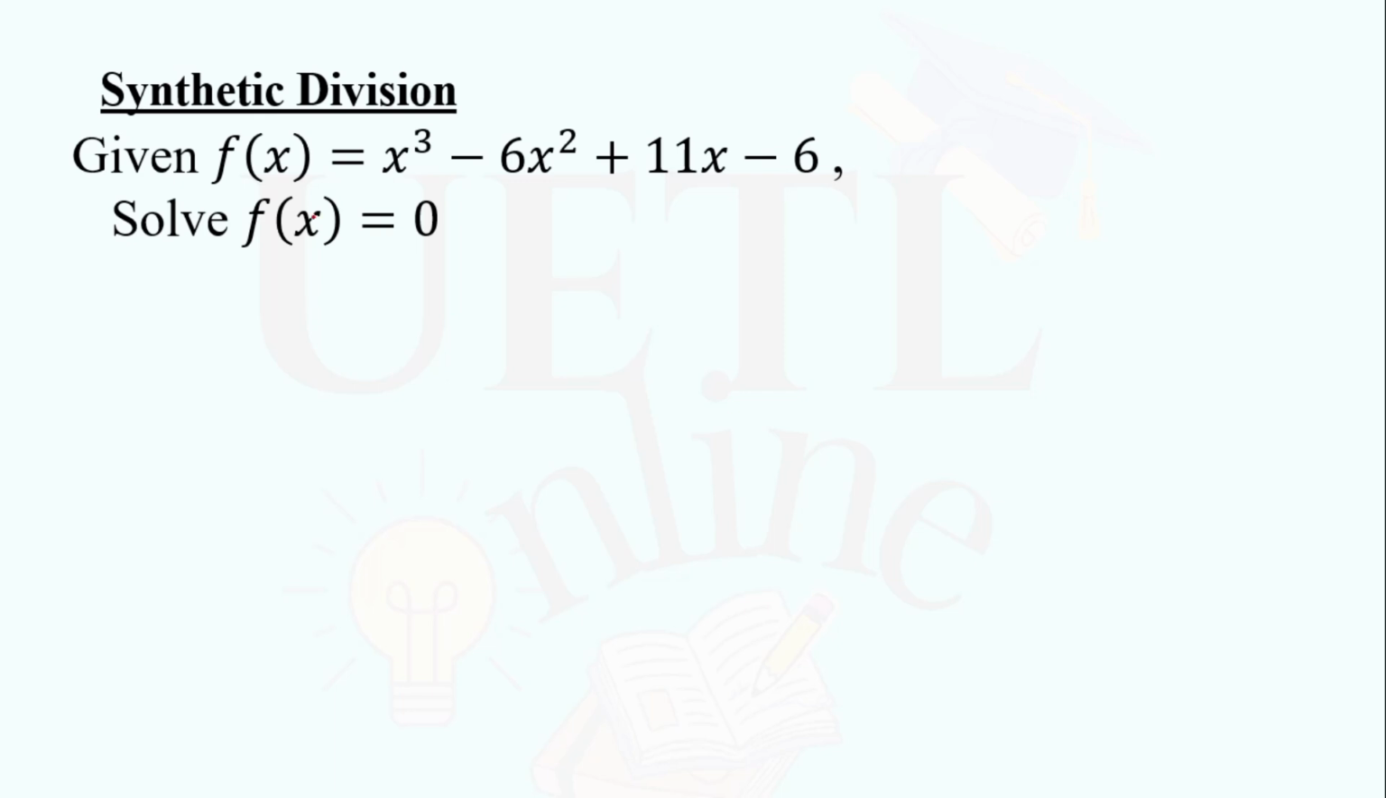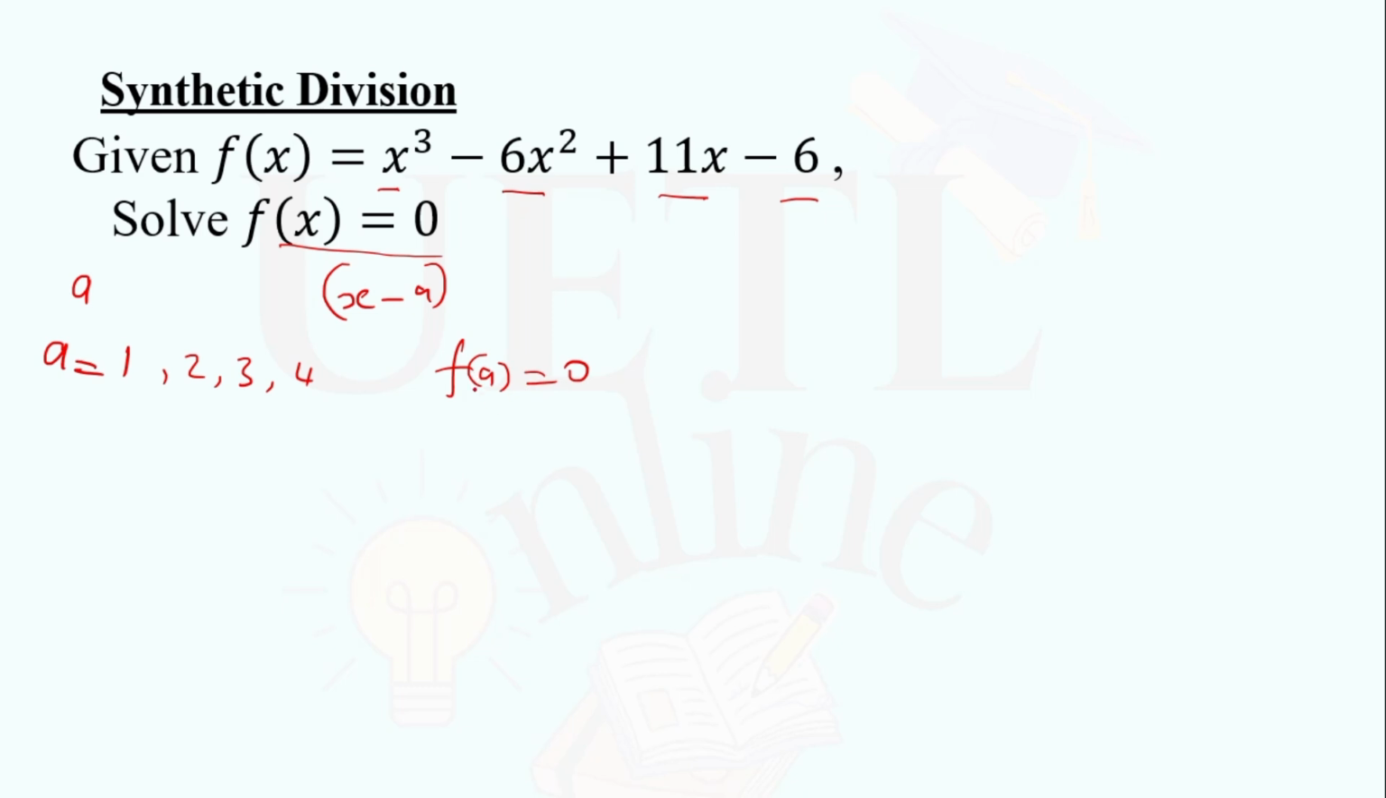So this is saying that given that f of x is equals to x to the power 3 minus 6x squared plus 11x minus 6, solve f of x is equals to 0. The first thing we're going to do is find a factor x minus a, so we're going to test our a. We test from 1, 2, 3, 4, until we find which will give us 0, until we find that f of a is equals to 0.